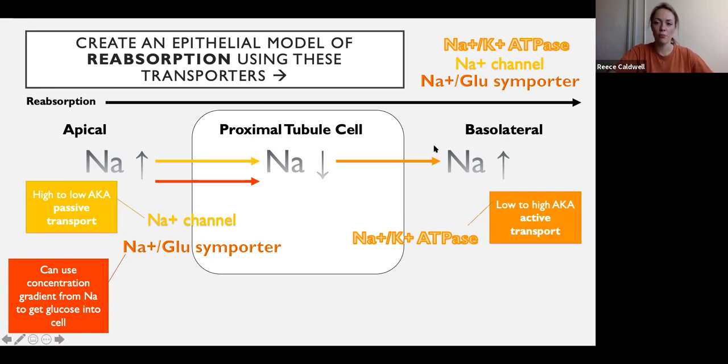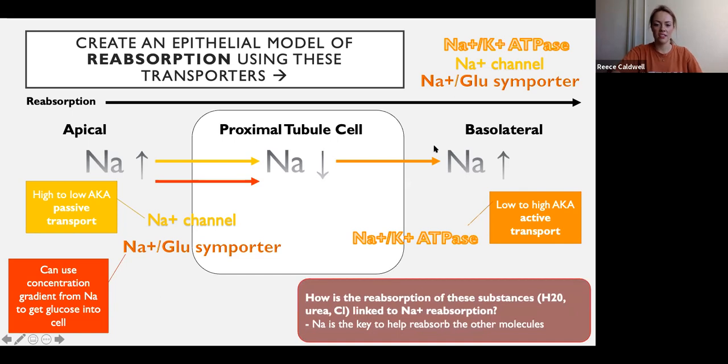Okay, so there's one more question on this part, and it's asking, how is the reabsorption of water, urea, and chloride linked to sodium reabsorption? And what the answer is here is that sodium is the key to help reabsorb the other molecules. So sodium is how we reabsorb water. When we move sodium into the cell, water will also move into the cell, same as chloride and urea. So sodium is kind of the driving force to help reabsorb the other molecules.